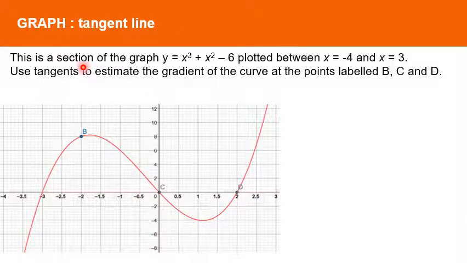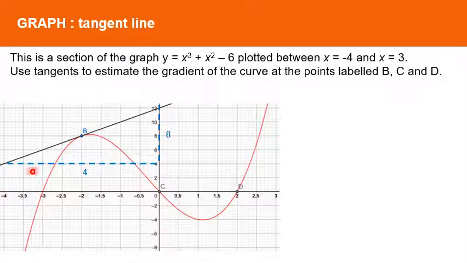Now let's continue to another graph. Now I have the graph of y = x^3 + x^2 - 6. And we have to estimate the gradient at point B, point C and point D. Here is the graph. This is the point B, this is the point C and this is the point D. What do we have to do? Yes, we have to draw the tangent line first. So this is the tangent line. I already drew it here. What do we have to do now?